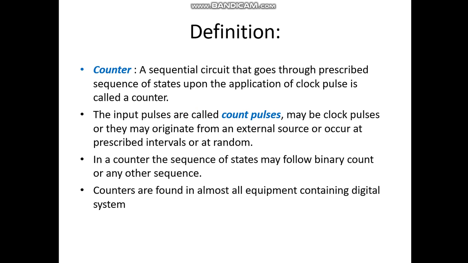A sequential circuit that goes through a prescribed sequence of states upon the application of clock pulses is called a counter. The input pulses are called count pulses. They may be clock pulses or others, and they may originate from an external source or occur at prescribed intervals or at random. In a counter, the sequence of states may follow the binary count or any other sequence. Counters are found in almost all equipment containing digital systems.